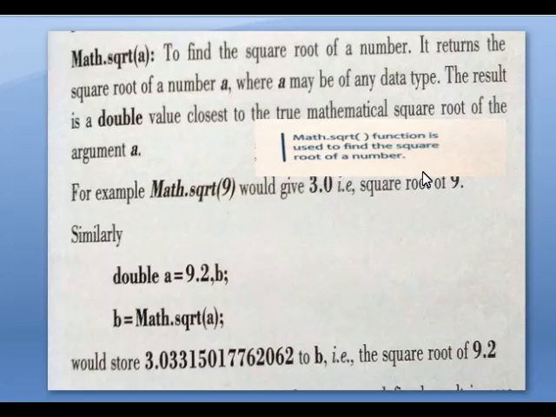For example, Math.sqrt(9). 3 is the square root of 9, because 3 squared means 9. So we will take 3 as the answer. Math.sqrt(a) returns the value in double, so we have written it as 3.0.